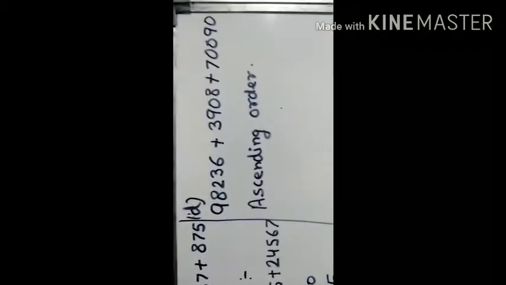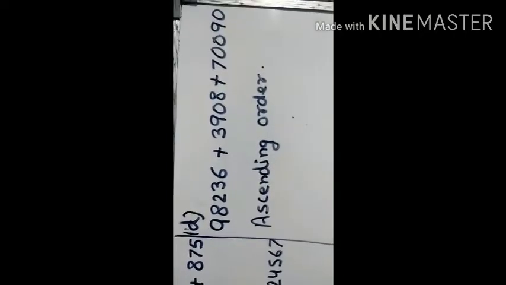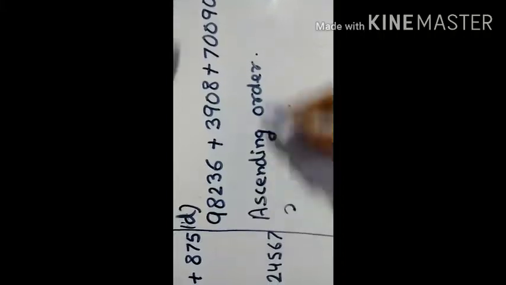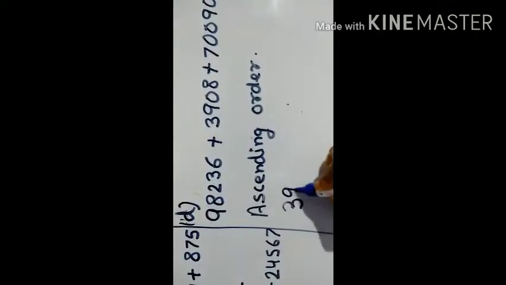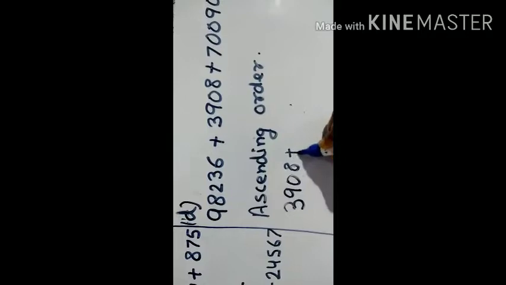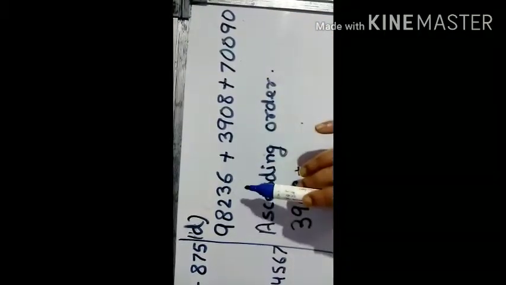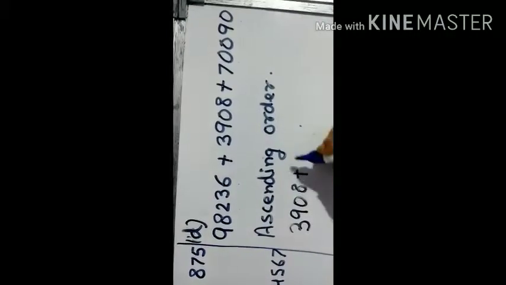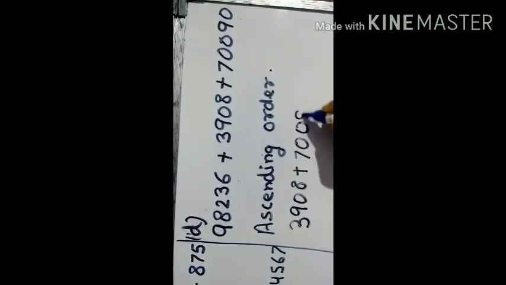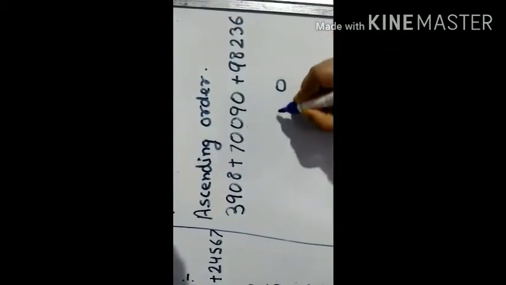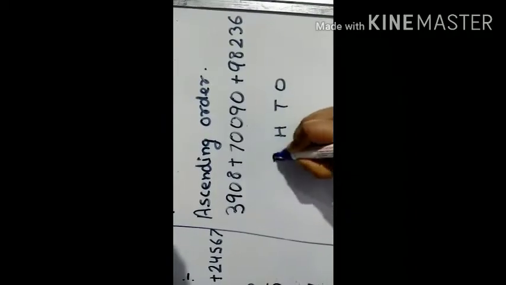Now in the same way, we have question number D. There are 3 numbers. Which one is the lowest one? 3,908. Write in ascending order, 3,908 plus, now this is 70,090, this is 98,236. Which one is the lower? 70,090. So write 70,090 plus 98,236. So now addition time: ones, tens, 100, 1000, 10,000.